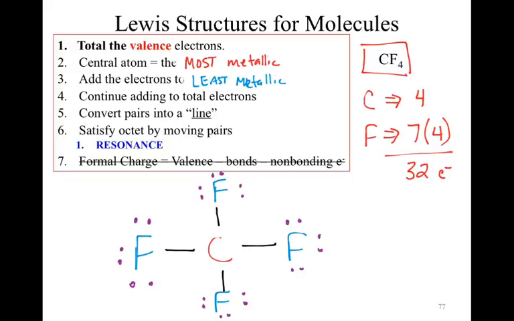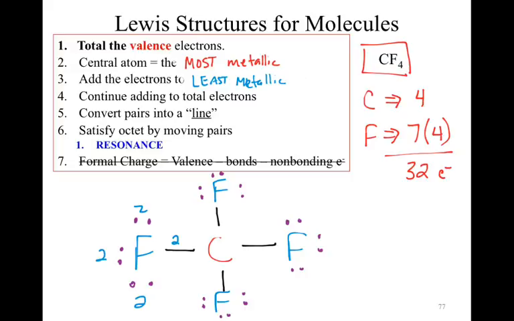Okay? The next part of this rule set is when you run into potential issues. Hopefully you don't run into them and you don't have to worry about it. Okay, so rule 6 is satisfy octets by moving pairs. Okay, remember that what we are trying to do is make sure that we get 8 electrons around every single atom. So let's go through and look at our fluorines. Well, there's 2 on that face, 2 there, 2 there. There's also 2 on this face, which means that fluorine has a total of 8 electrons around it. Its octet is now satisfied.